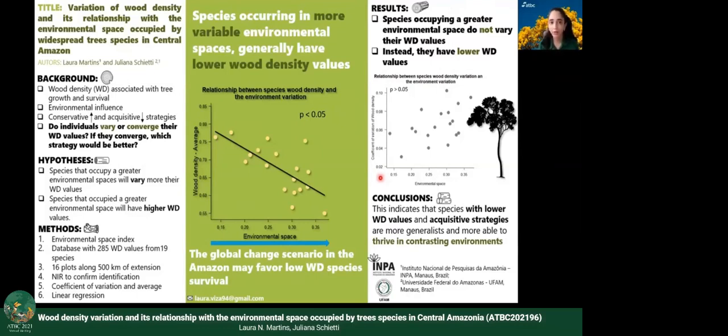Instead of that, we found that species occurring in a more variable environmental space generally have lower wood density values. This indicates that species with lower wood density values in acquisitive strategies are more generalist and more able to thrive in contrasting environments. And this could indicate that in a global change scenario in the Amazon, it may favor low wood density species to survive rather than conservative ones.